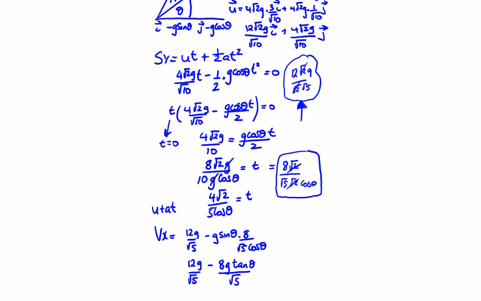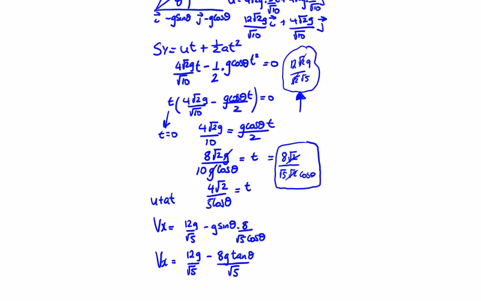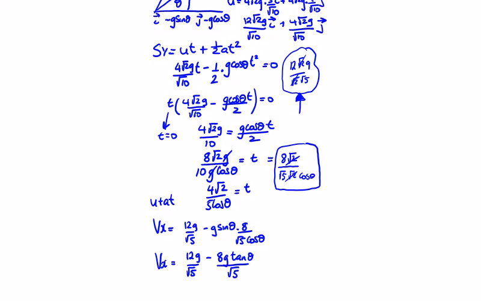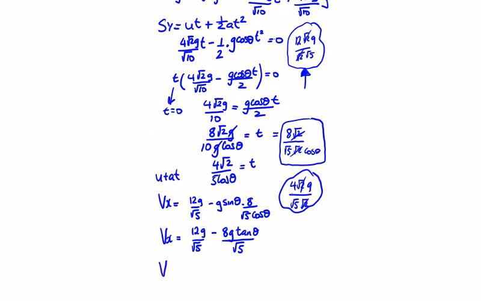So if we get a tan theta in v of y as well, we will be able to solve for theta. So we have 4 root 2 g over root 10, 4 root 2 g over root 10, which is 4g over root 5. So we'll take this for the y. So the velocity in the y direction, u, is 4g over root 5.